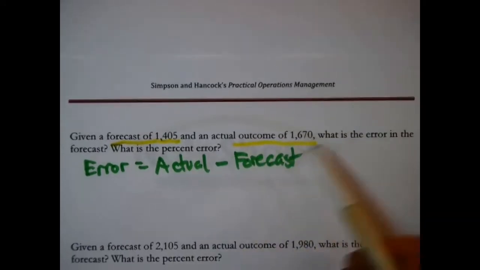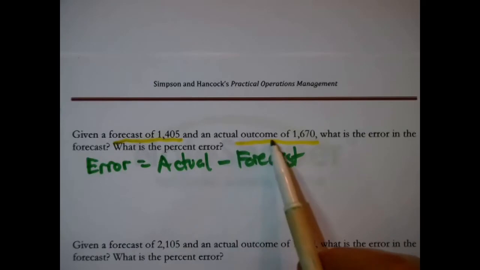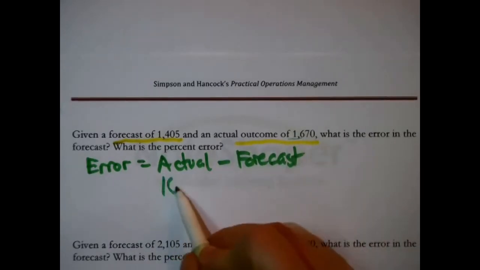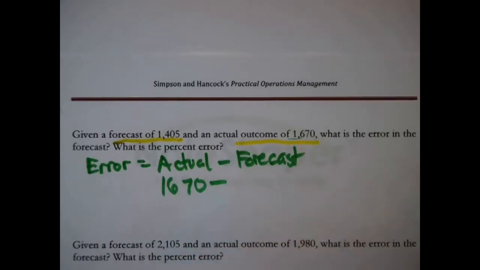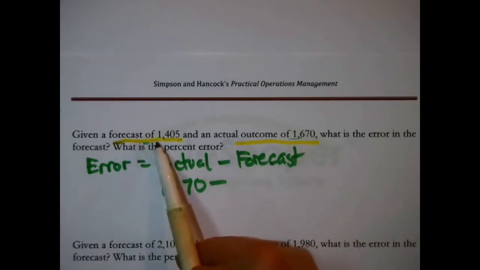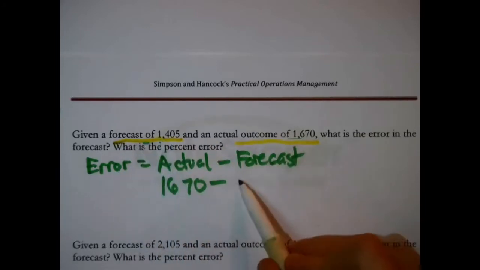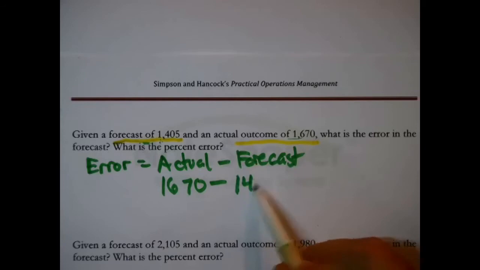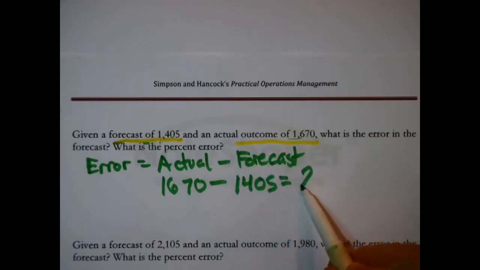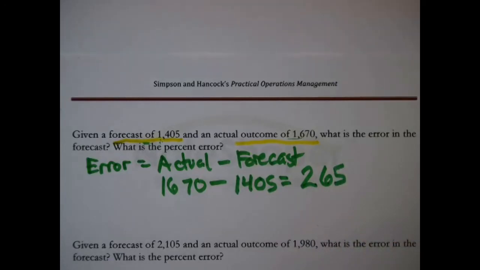Okay, so in this case we say, all right, well, the actual outcome of 1,670 belongs here, and the forecast we're evaluating was 1,405. That belongs here because error is always actual minus forecast. So the error in that particular forecast was 265.